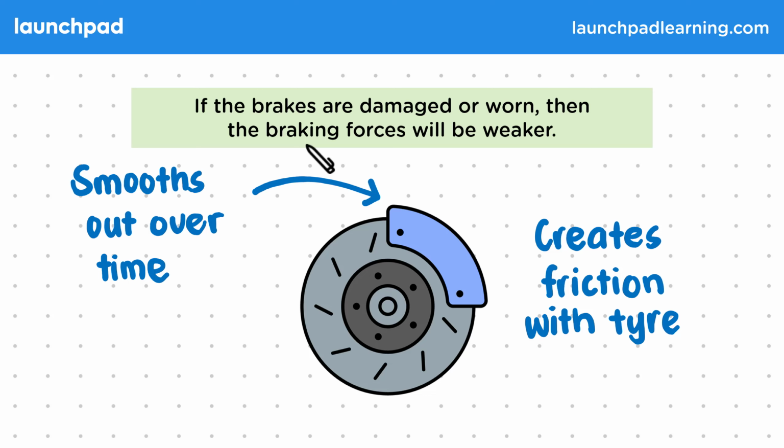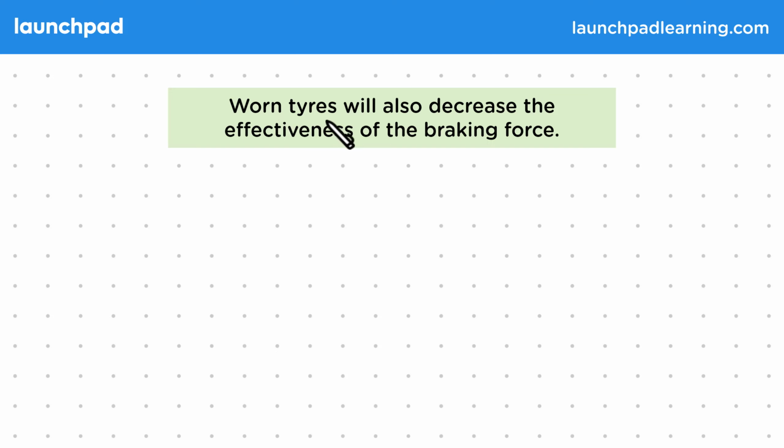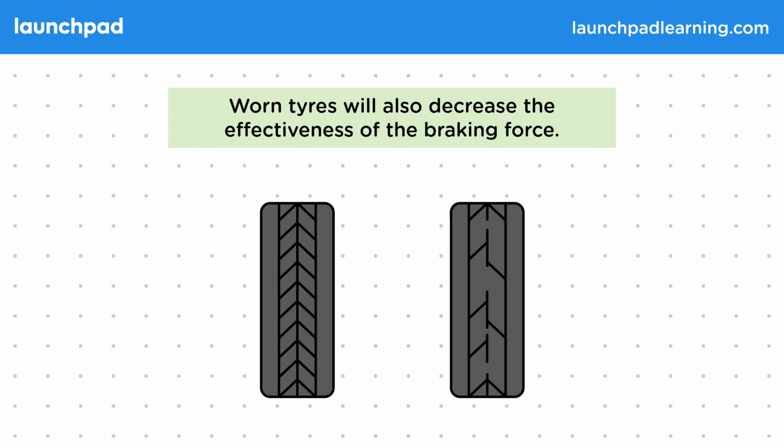But it's not only the brakes that get worn down. Worn tyres will also decrease the effectiveness of the braking force. It's important to keep track of the condition of both the brakes and the tyres. Cars won't be allowed on the road if these aren't up to scratch and their braking distances are too long. Let's look at why worn tyres will decrease braking forces.